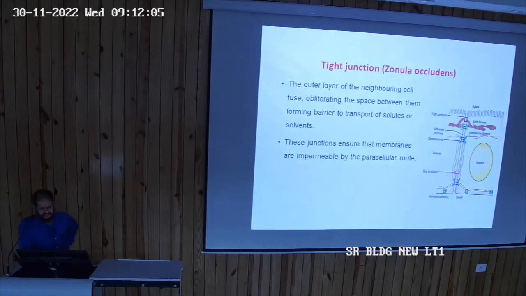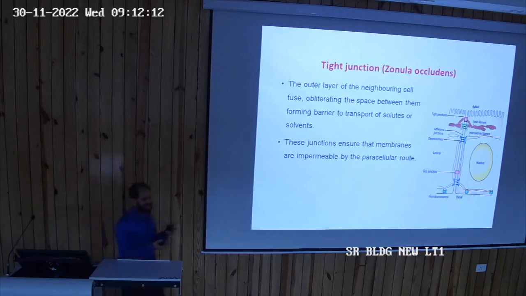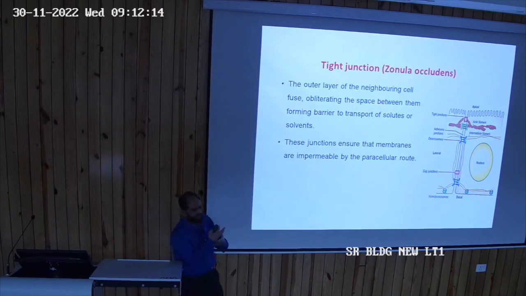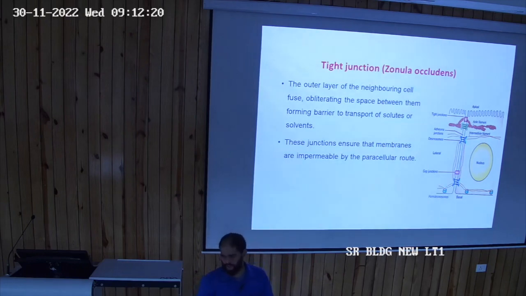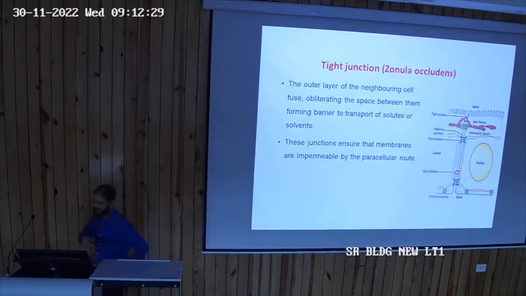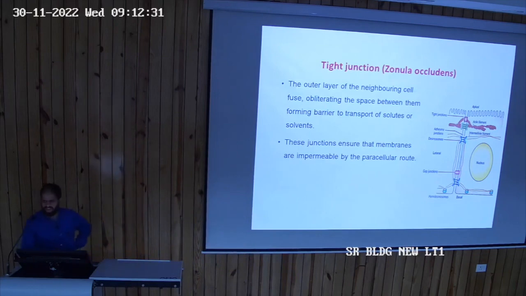They ensure impermeability by the paracellular route. There are two routes by which any solutes or solvents can move. That is transcellular, where it crosses the cell, and there is paracellular also. Paracellular means the space between two cells. That is the paracellular space. So these tight junctions ensure that those paracellular routes are also impermeable.